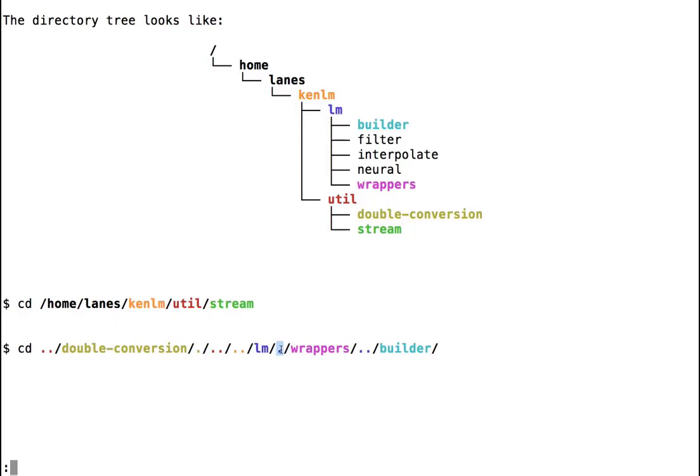And because dot, which we see here in blue, refers to the current directory, ../double_conversion/./../../lm/. refers also to lm.